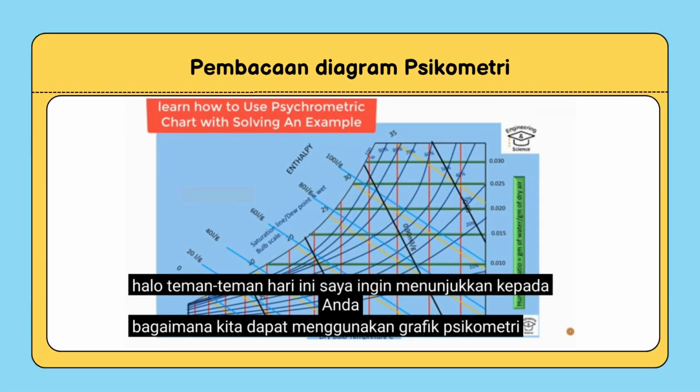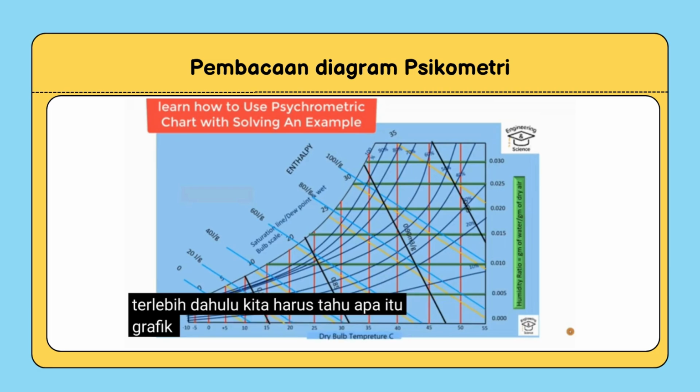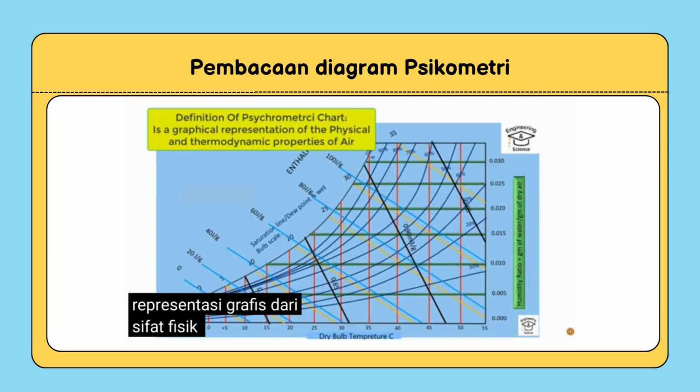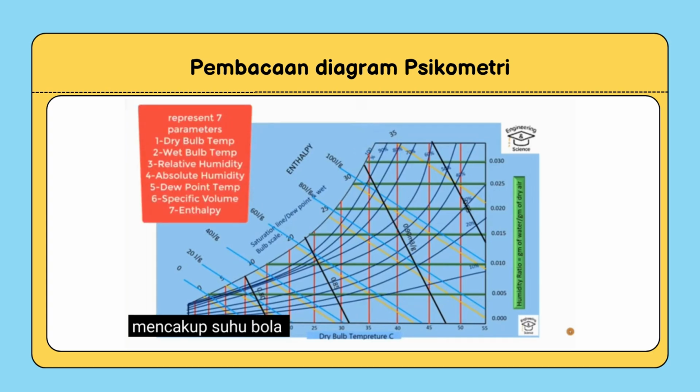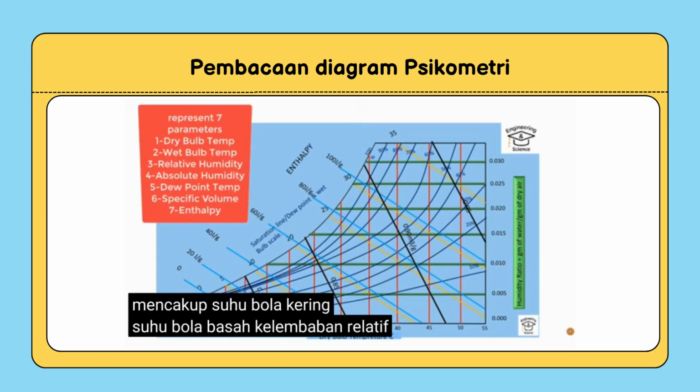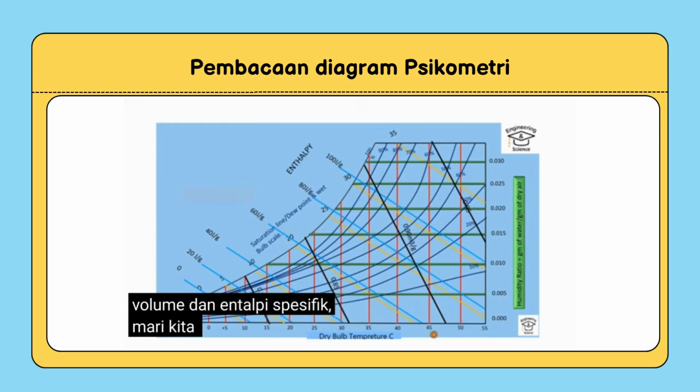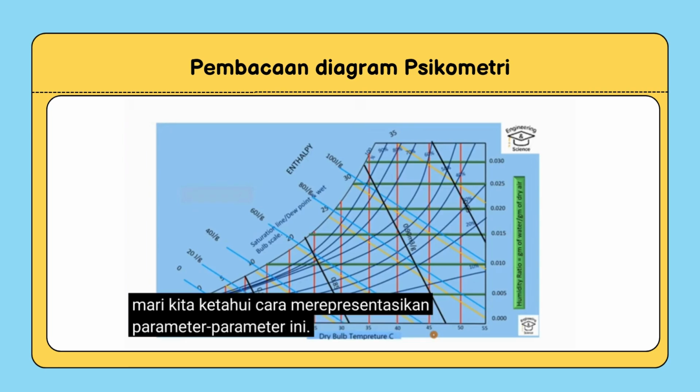Psychrometric chart. First, we have to know what a psychrometric chart is. A psychrometric chart is a graphical representation of the physical and thermodynamic properties of air. It includes dry bulb temperature, wet bulb temperature, relative humidity, absolute humidity, dew point temperature, specific volume, and enthalpy. Let's see how it represents these parameters.